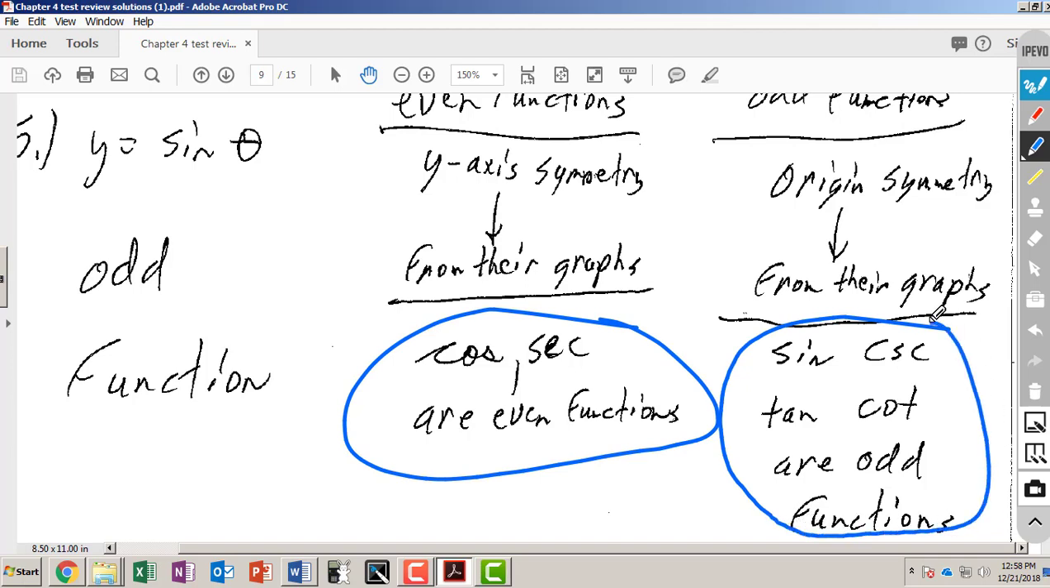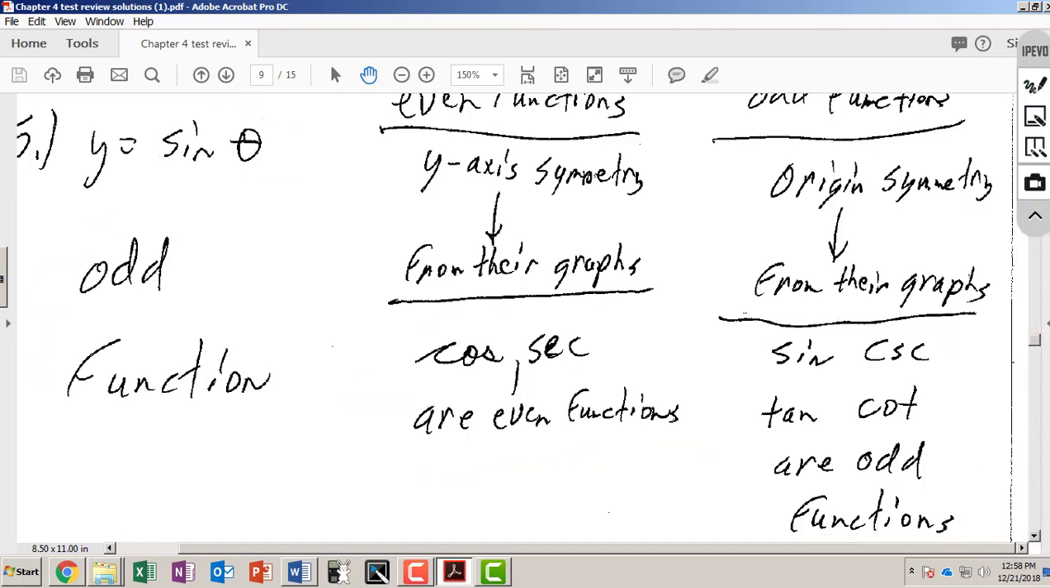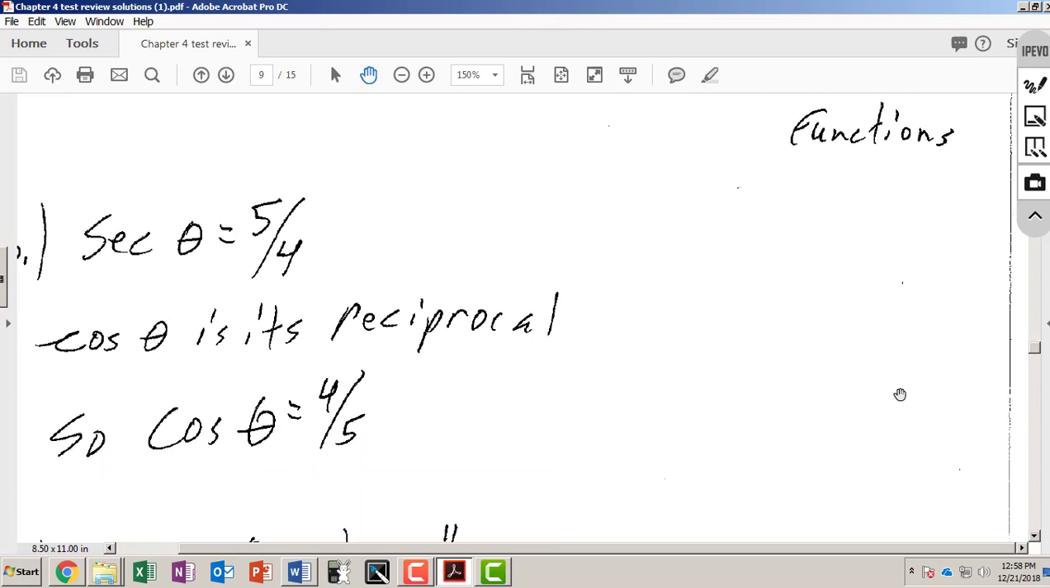So that means that since this is the sine of theta, it is an odd function because it is symmetrical across the origin. And that would be your answer to that problem. It is an odd function.